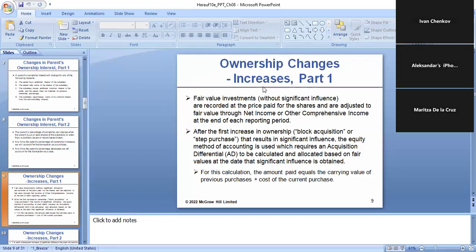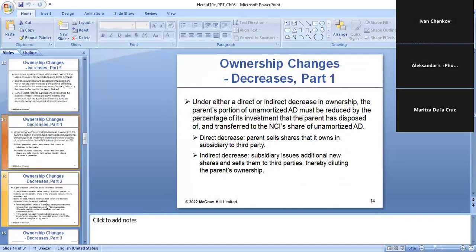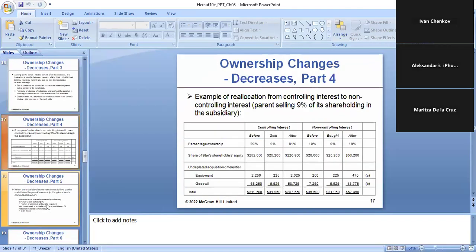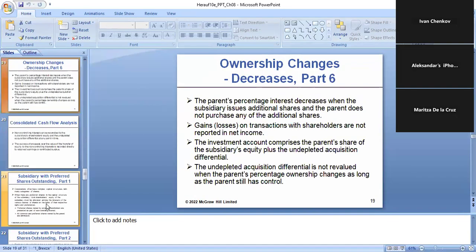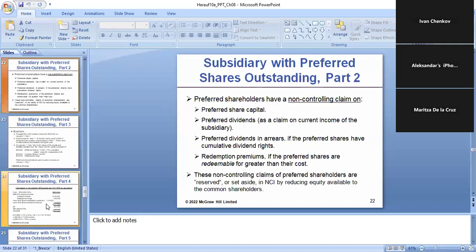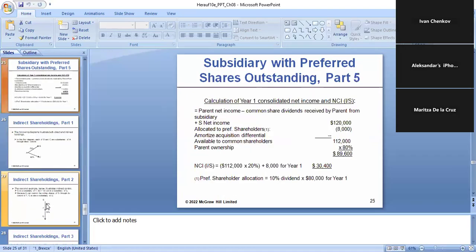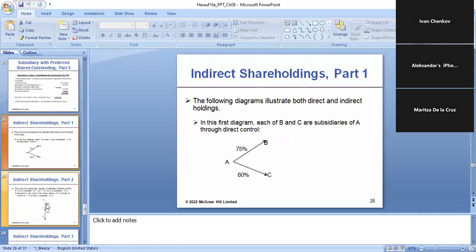So let's see what else we can get from this one. The ownership increasing and ownership decreasing. We're not going to spend time on this. Let me see, is there anything else here? Consolidation of the cash flow statement, I already told you what I will need you to know. On the preferred shares outstanding, I'm not going to test you on that one. Now here, this is the part that will be tested on the test.